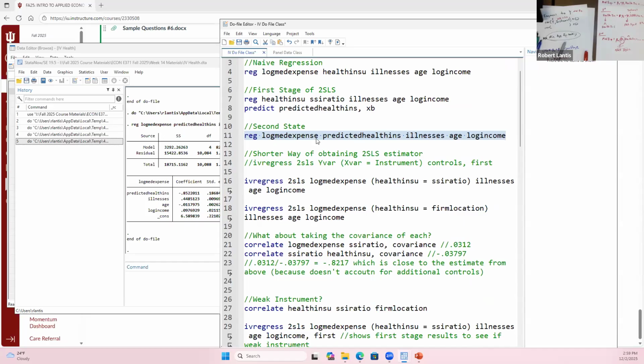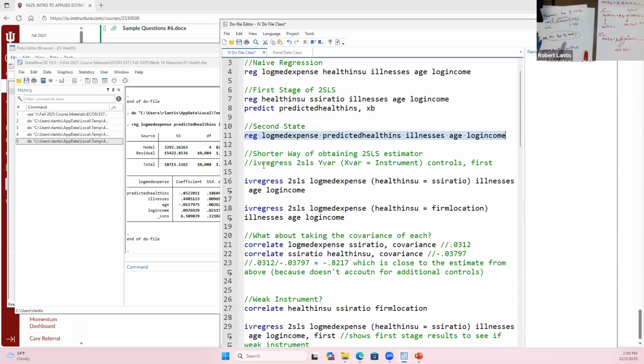So I have another way of doing this, but that was kind of our general setup. I'm going to use the exact same thing, but show you a little bit of a shorthand that we have in Stata. So instead of running the first stage, predicting the X values, and then running the second stage, if we use this IV regress command, Stata will do all of this behind the scenes for us, okay?